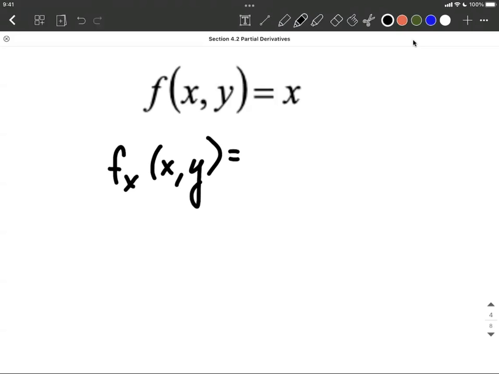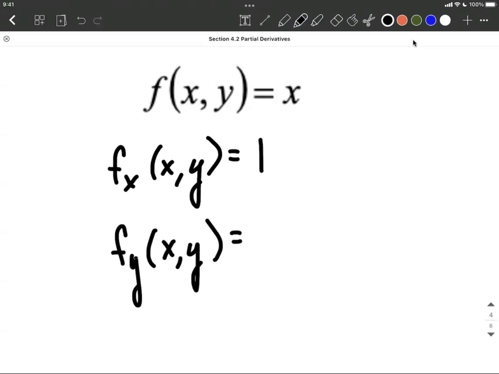So the derivative of x with respect to x is just going to be 1. But what about the partial derivative with respect to y? All right, because we only have an x here, we're going to treat x as though it's simply a constant. So the derivative of any constant is going to be 0.